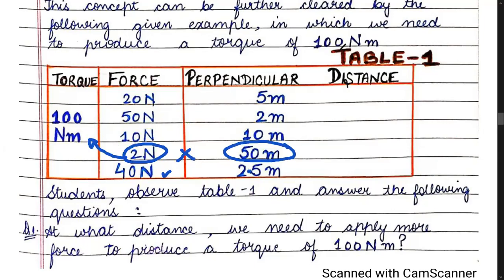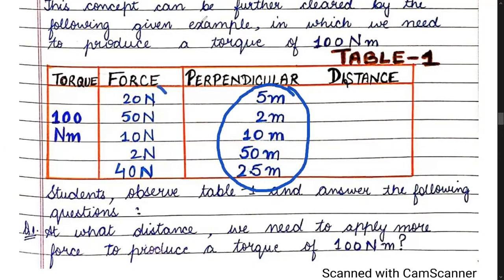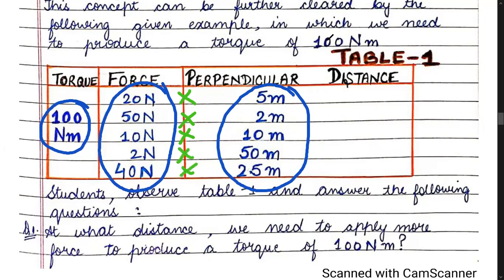So what can we see from the pattern? In every case, I have changed the distances, and according to the distance, my forces are changing to get the same answer of 100 Newton meter. 20 multiplied by 5 is 100. 50 into 2 is 100. 10 multiplied by 10 is 100. 2 into 50 is 100. 40 multiplied by 2.5 is 100.